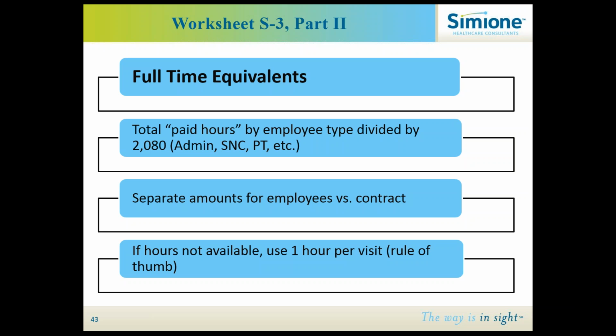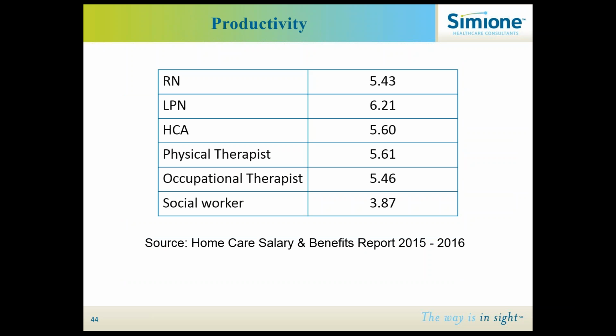And you could estimate for contractors, again, based on number of visits, or use 1 hour per one visit if you're not tracking by discipline. But you still have to report the information, even though government currently is not using it. Here's a productivity number if you'd rather back into it based on productivity averages.